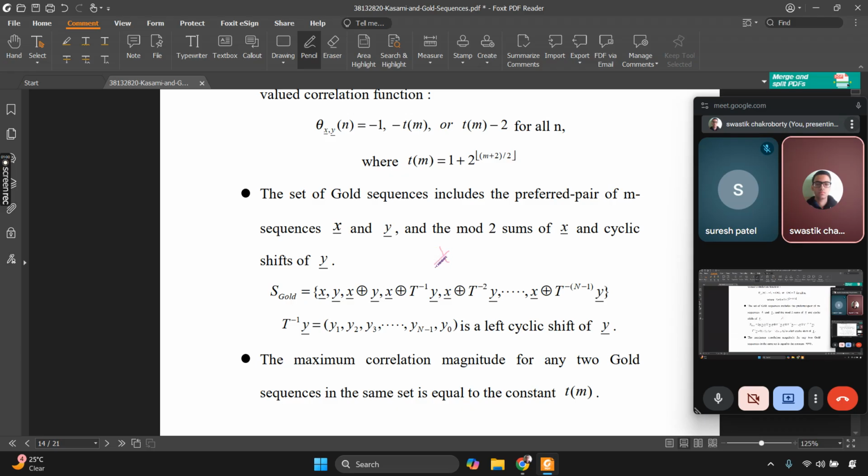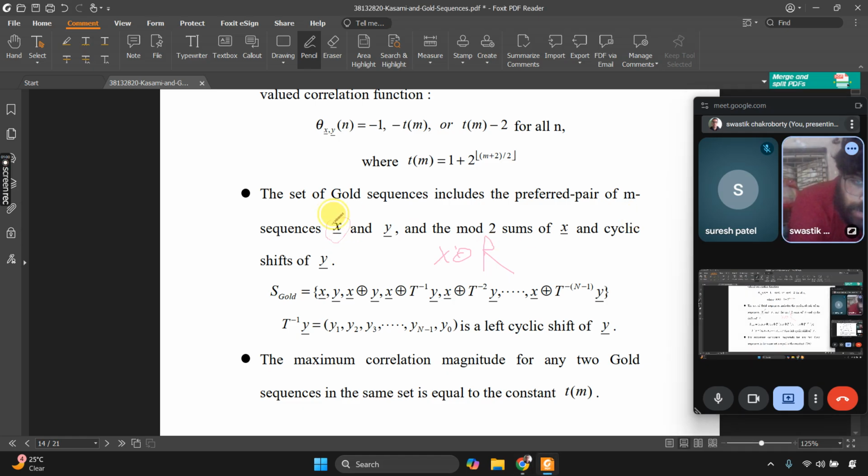Where did I keep my pencil? Got it. So this is XOR. Yeah, so this is basically XOR.